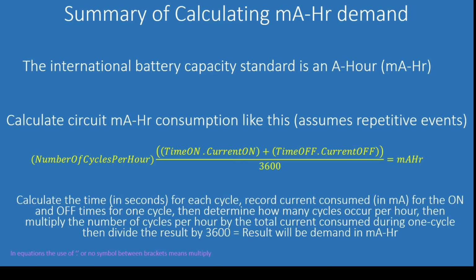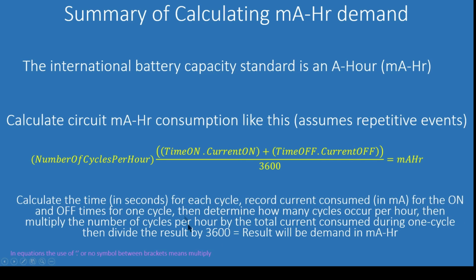first of all, the battery capacities are always quoted in ampere hour or milliampere hour. You have to calculate the average current consumption, and you do that by determining the number of cycles per hour, the time on current, the time on duration, the time off current, and the time off duration. Multiply that by the number of cycles and divide by 3600.